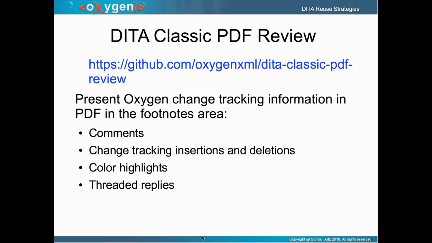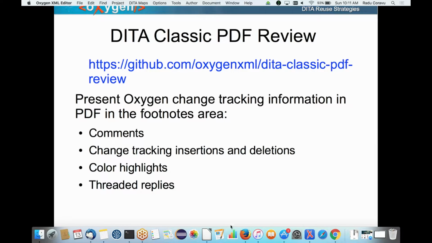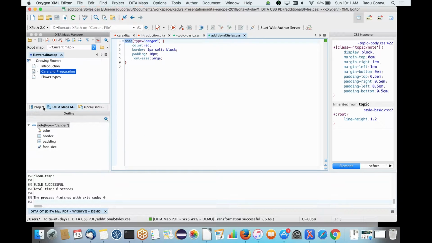So I considered, okay, I will create a plugin which handles Oxygen change tracking, but in the classic PDF output. This plugin takes Oxygen change tracking information and creates footnotes with them. So it handles comments, change tracking, insertions and deletions, color highlights, and threaded replies. And it does that with the classic PDF output. And I will show you how this plugin looks.